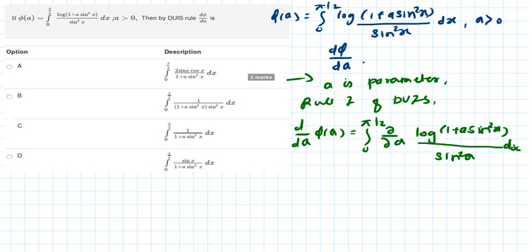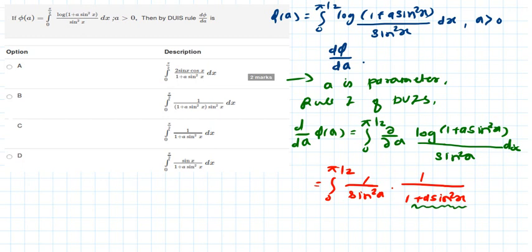Okay, so if you will take the derivative with respect to the parameter a, so 1 by sine square x will be constant, and derivative of this term with respect to a will be 1 upon 1 plus a sine square x, and derivative of this sine square x with respect to a is what? Sine square x dx. So again if you will observe, this sine square x cancels.